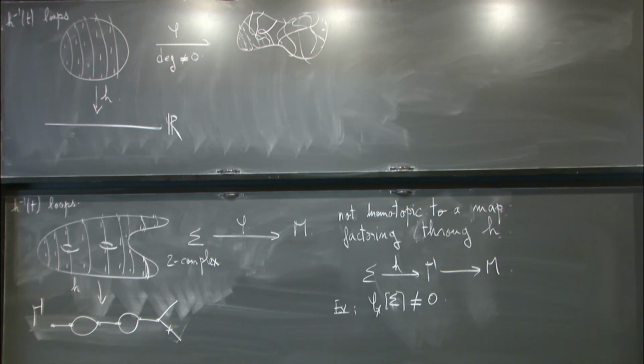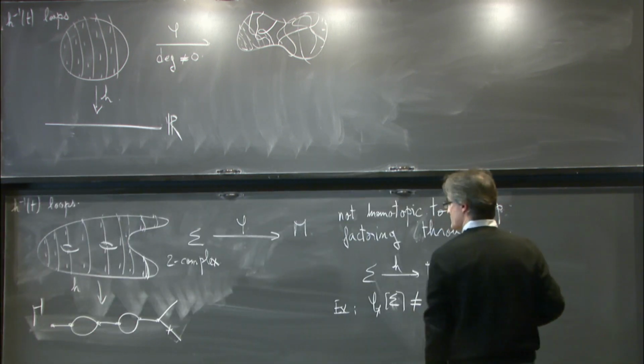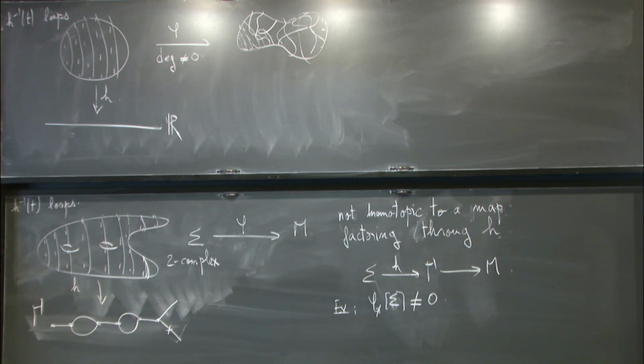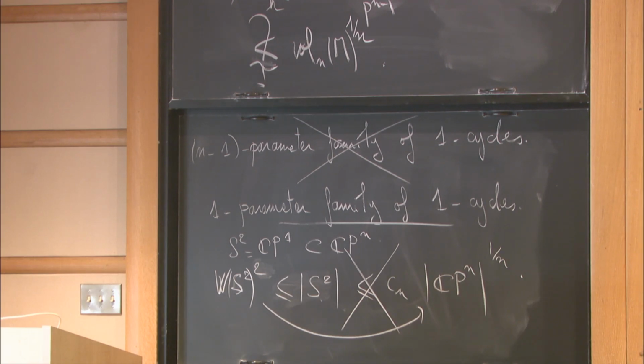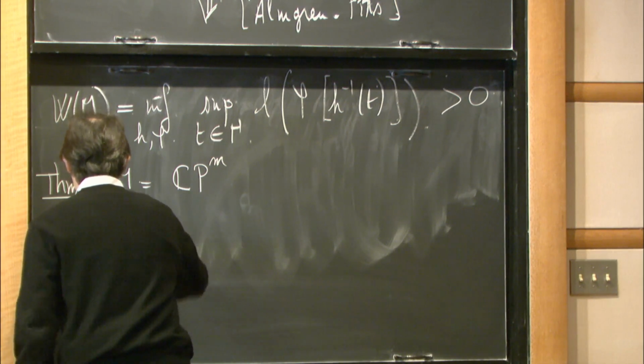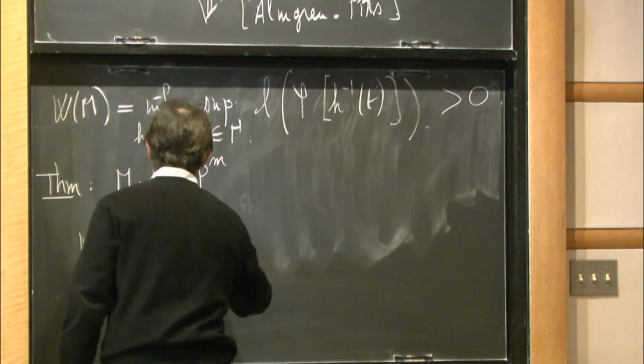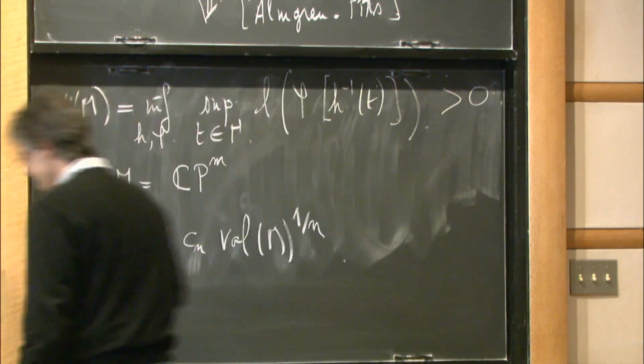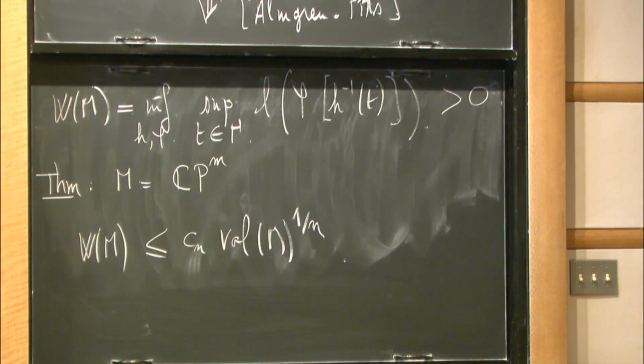Unfortunately, this is wrong. Yes, thank you. Unfortunately, this doesn't work, but still, this is true, and that's the inequality I have here: you always have this inequality. n is the dimension of your manifold.